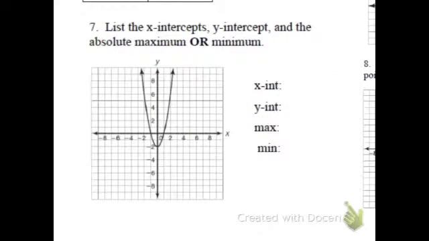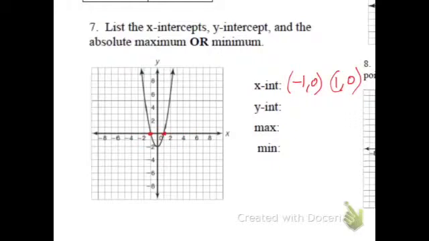7, list the x-intercept, y-intercept, and the absolute max or min. Okay, these are points. You need to write down the x and the y coordinate that goes with each of them. So x-intercept is where it crosses this beautiful x-axis. It's got a point right there and a point right there. That's 2 points. You need 2 sets of coordinate points. And so that one on the left is the point negative 1, 0. The one on the right is the point 1, 0. And there you go.